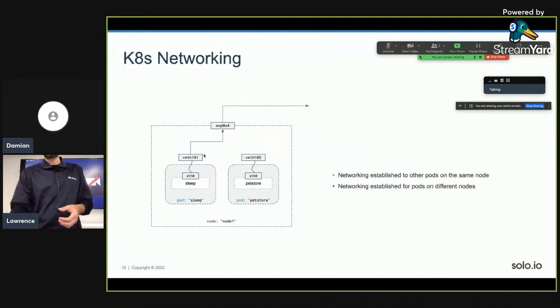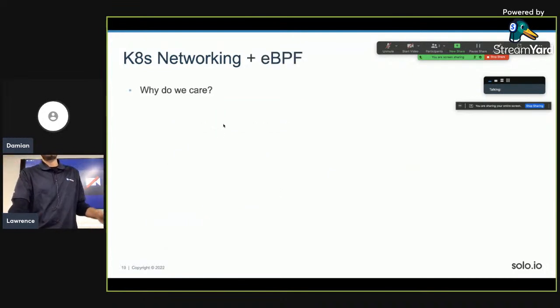And then in the case where you have to leave the node, the routing is set up, or the rules are set up to where the traffic will actually leave through the correct interface and go wherever it needs to go. So why do we care about that?